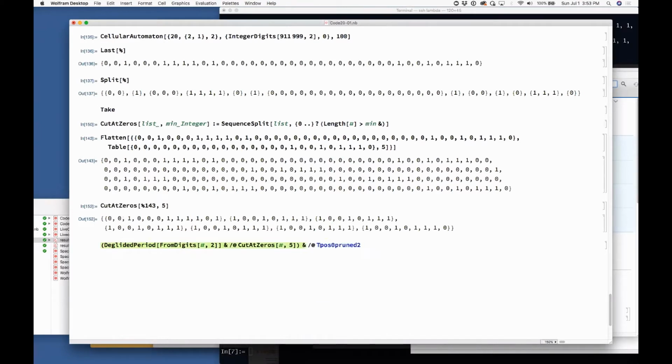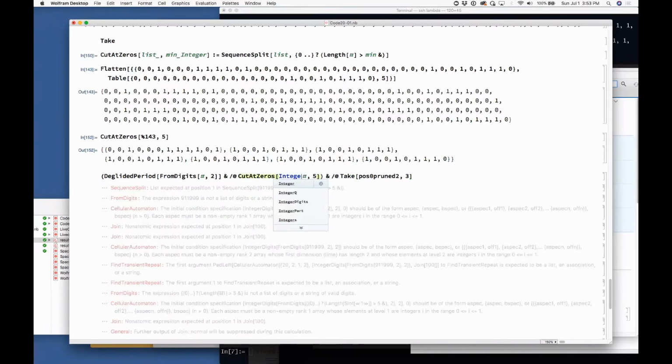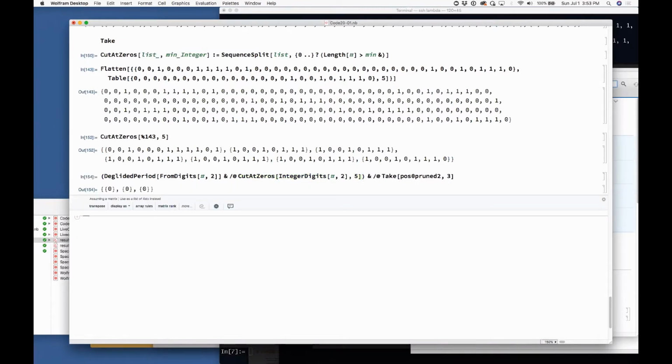Let's just do this on the first 3, just before we tempt fate even more. Okay, it didn't work. All right, let's see what went wrong. Okay, so let's say, I think maybe, oh yeah, I know what went wrong here. Cut at zeros should be integer digits, comma 2 there. Humph. Okay, that wasn't good. All right, so let's see what this is doing.